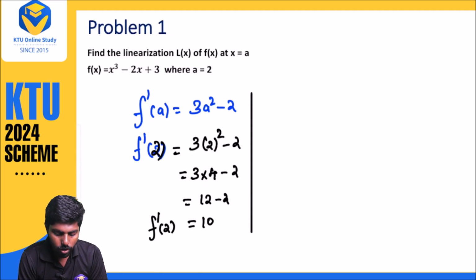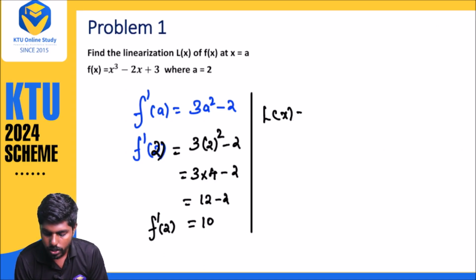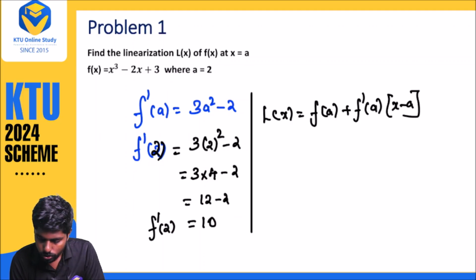So according to the formula, what do we have to find out? What is the formula? L of x is equal to f of a plus f dash of a into x minus a. So what is L of x? L of x is equal to f of a, which is 7, plus f dash of a, which is 10, into x minus a.